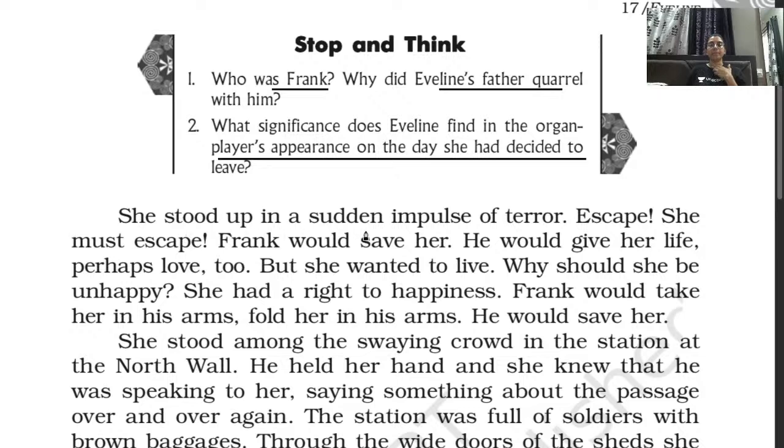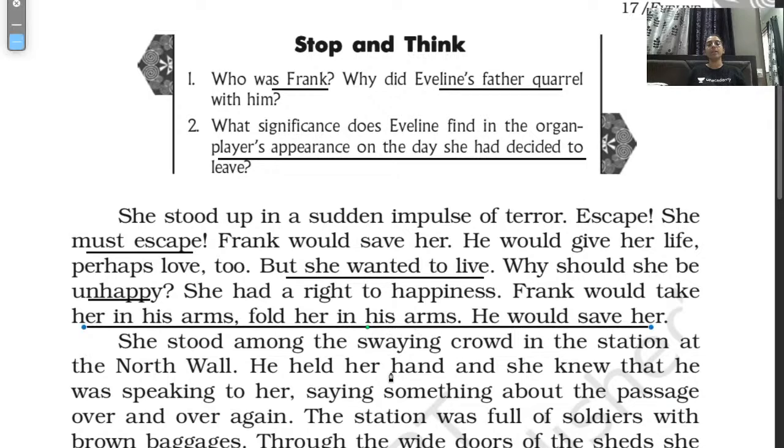She stood up in the sudden impulse of terror. Escape. She must escape. Frank would save her, he would give her life, perhaps love too, but she wanted to live. Why should she be unhappy? She had a right to happiness. Frank would take her in his arms, fold her in his arms, and he would save her.